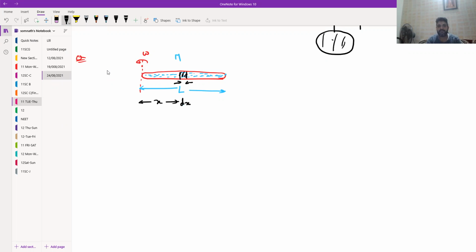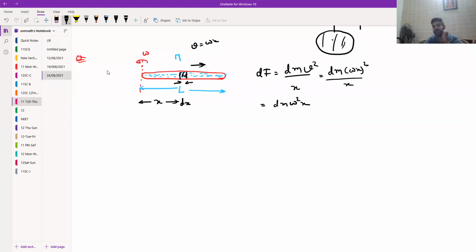So how much force will act on this? The centrifugal force df, which is outward because the whole system is moving. Inside, the force is outward. The formula is dm v square by r. Here r we can take as x, because x is the distance from here to here, and v equals omega x. So I can write dm omega x whole square by x, that is dm omega square x. First thing.